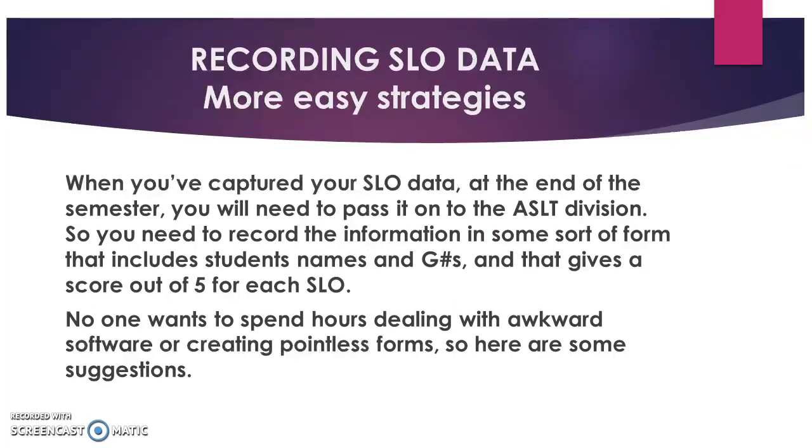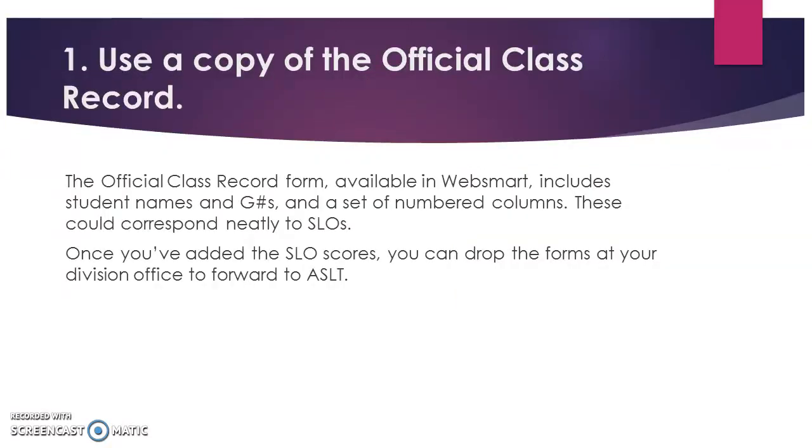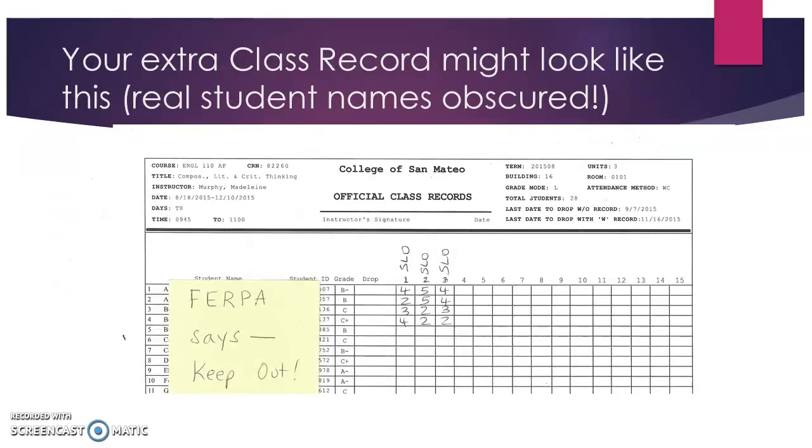Okay, so much for collecting the data. Now, what about recording it? We don't want you to spend time doing crazy forms, and we haven't got a form embedded yet in WebSmart or anything because, again, we don't know what people are going to want. And it's a big production to get those things done. So, for right now, here's one option. You could use a copy of your official class record. I mean, this is already laid out like a grading sheet. So, as in here, if you've already automatically generated your SLO scores from assignments or however you've got it, you can simply write down the scores next to the student number.